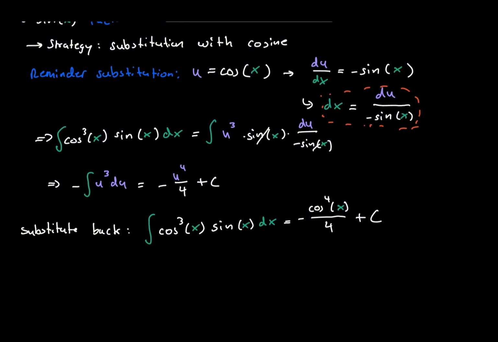Why does this work? Because the derivative of cosine gives us the sine term we already have. Quick takeaway: an odd power of cosine with sine present means substitution with cosine.